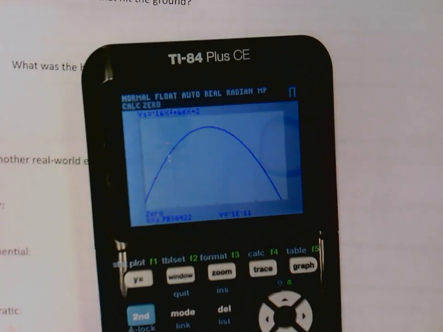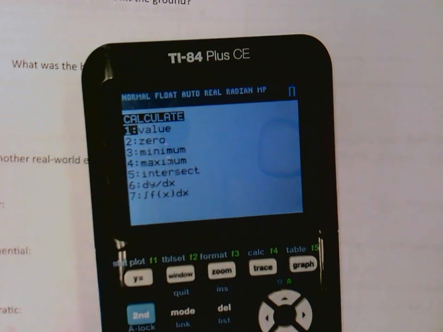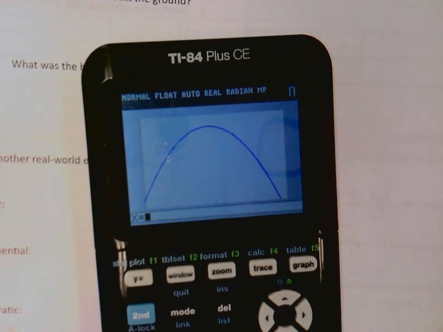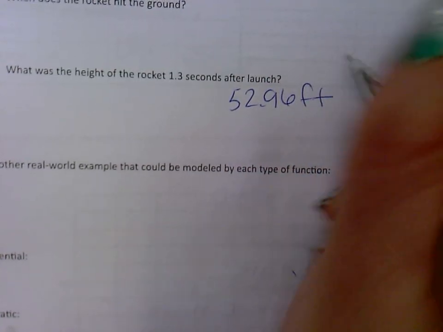So it's hard to do from the graph, but you can go to second calculate and see how their value is choice 1, calculate a value. You can type in whatever X you want to type in. So if you want to calculate the value when X equals 1.3 seconds, you go to second calculate value. So at 1.3 seconds, it zipped up to here on the graph, and it said the height of the rocket was 52.96 feet.